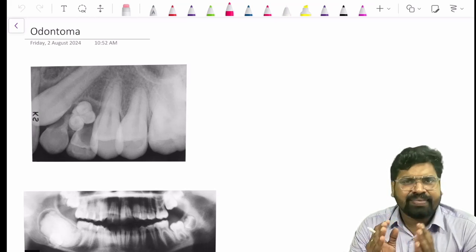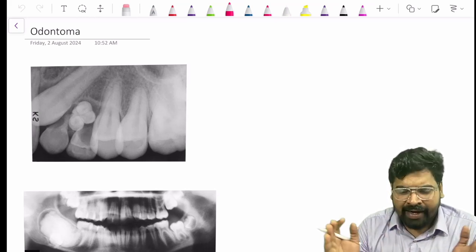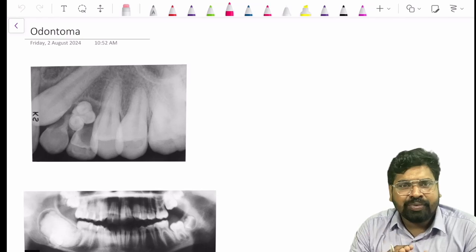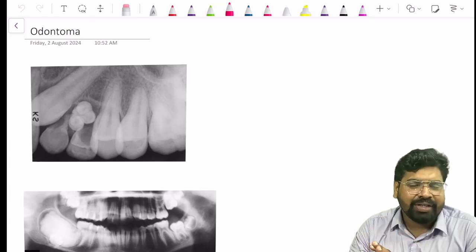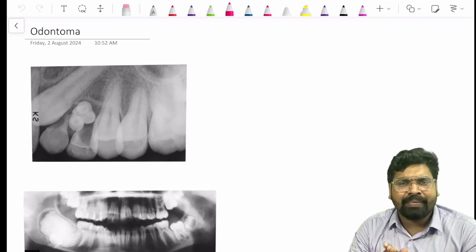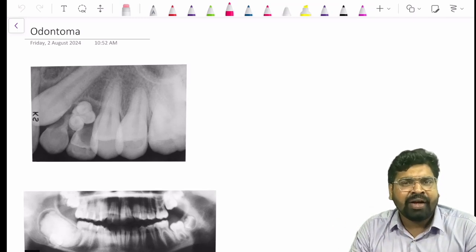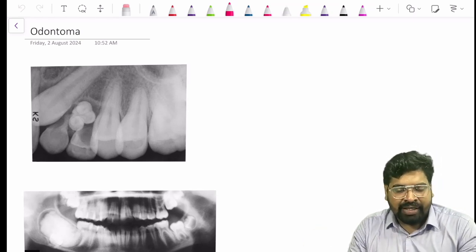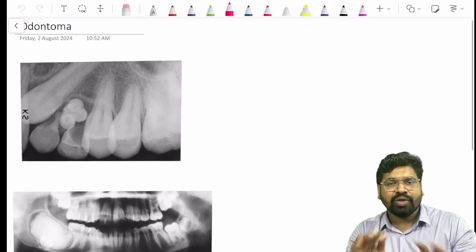This is a very small topic, odontoma. Odontomas are odontogenic tumors arising from both the ectomesenchyme and the epithelium. It's a mixture of odontogenic ectomesenchyme and odontogenic epithelium. Odontomas are the most common odontogenic tumor.